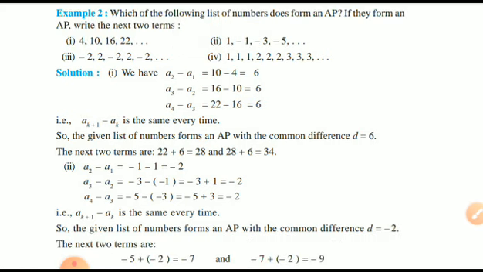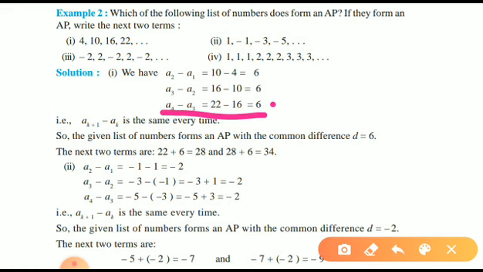For this question, what was the common difference? The common difference is 6. My fourth term has been given as 22. So which will be my next term? The fifth term will be 22 plus 6, that is 28. And the sixth term will be 28 plus 6, that will be 34. Okay, clear?